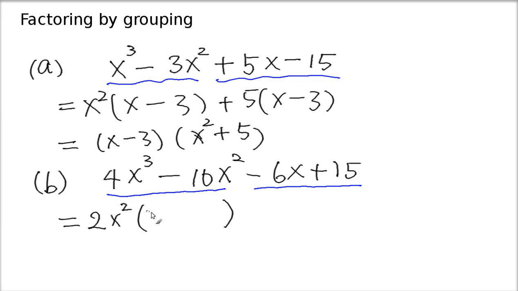2 times 2 is 4, x squared times x is x cubed. Then we have minus sign. 2 times what is 10? 2 times 5 is 10. And x squared is pulled out, so nothing's left here.